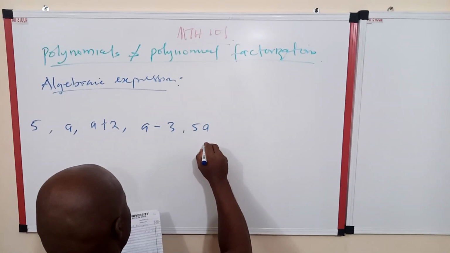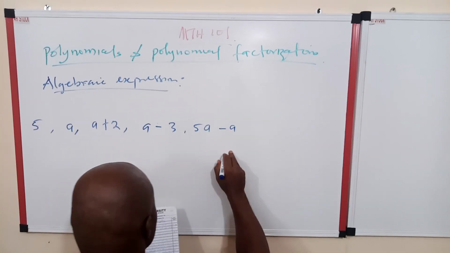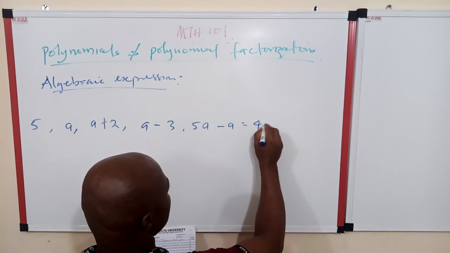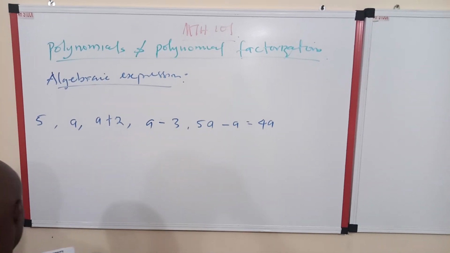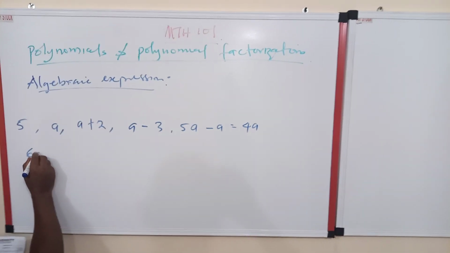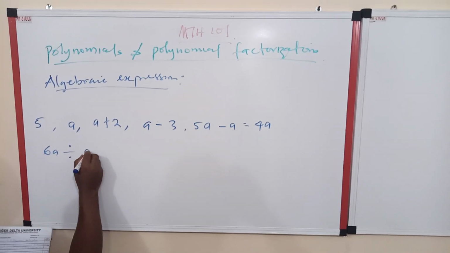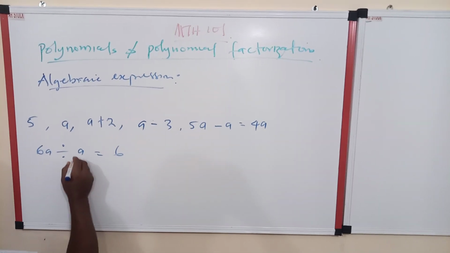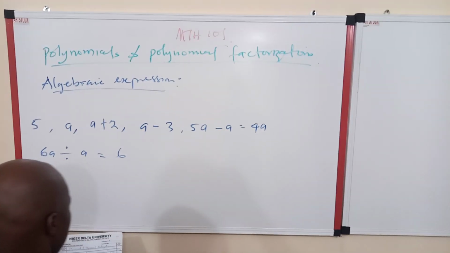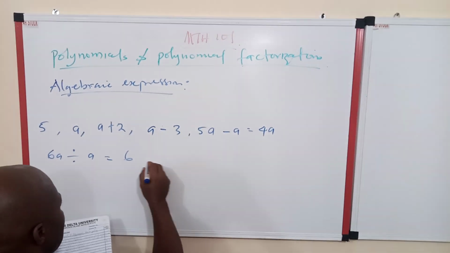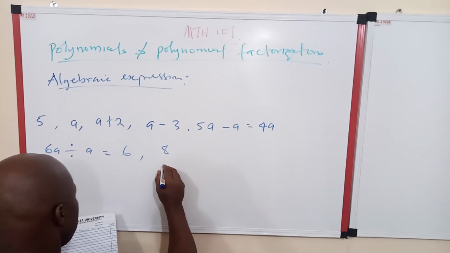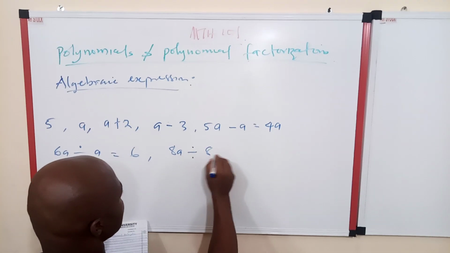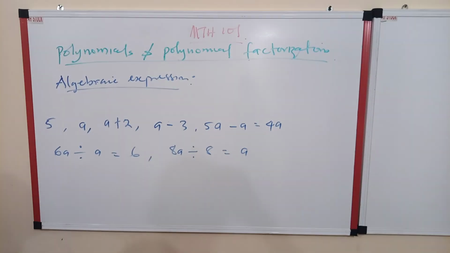a constant multiplying the unknown, and if you simplify this, this is straight away just 4a. We can also have 6a divided by a, and this will be just 6, or you can also consider things like 8a divided by 8, where you have the constant a.